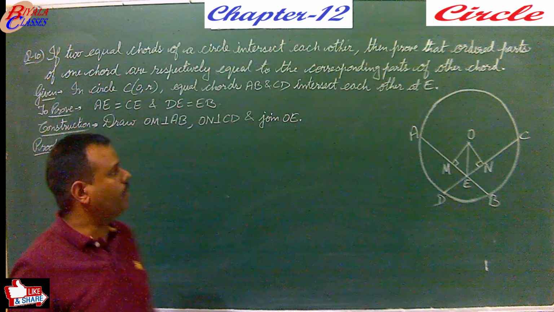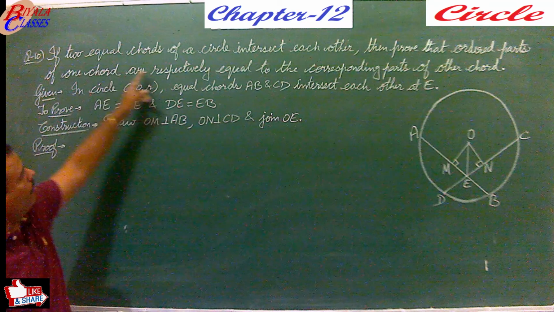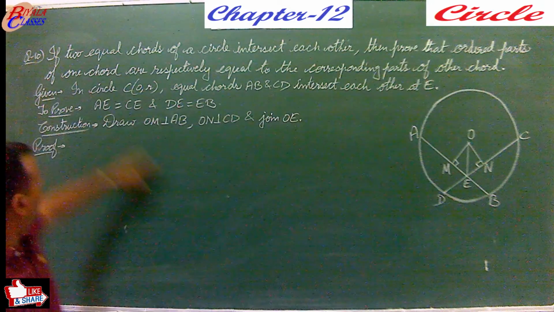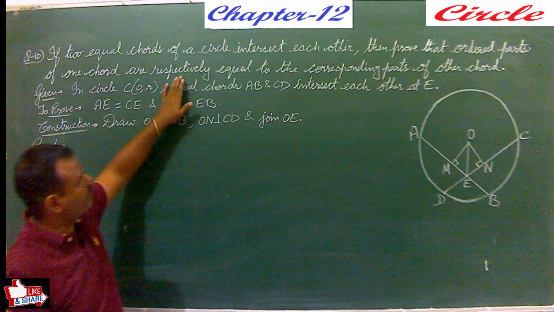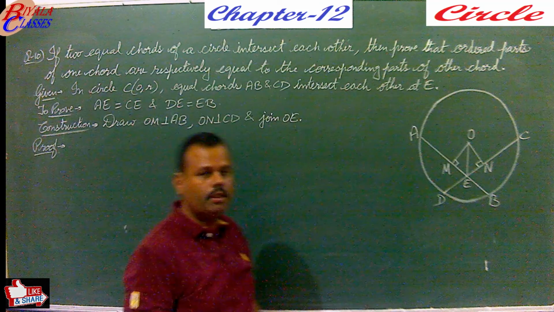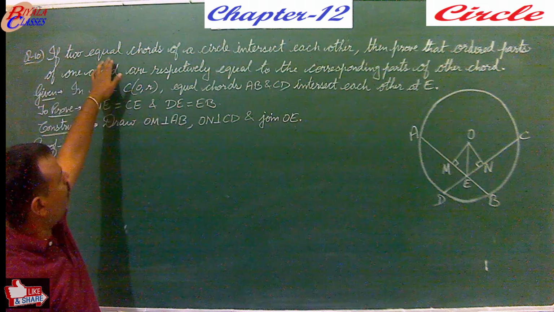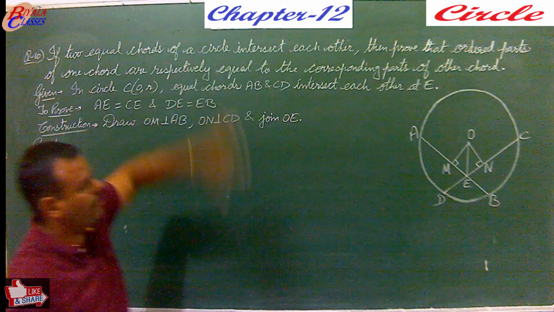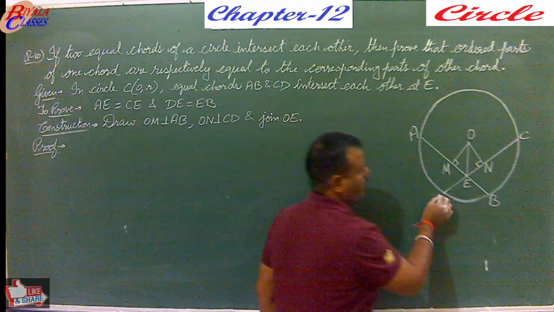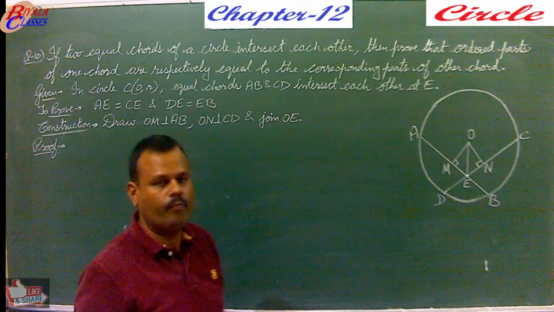Now let's move towards question number 10. Question number 10 says, if two equal chords of a circle intersect each other, then prove that corresponding parts of one chord are respectively equal to the corresponding parts of the other chord. Now just understand what is the question. You are given two equal chords of a circle which intersect each other. So the chords, say AB and CD, are the two chords which intersect each other at point E.